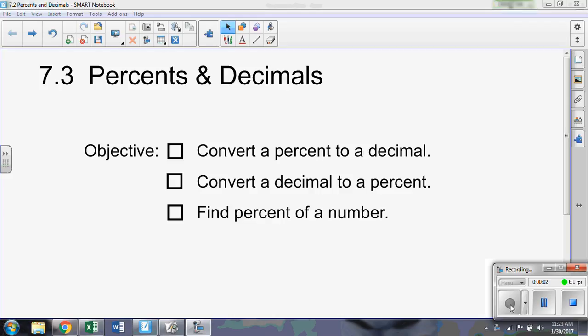Alright, with this video, we are going to work on some of the connections between percents and decimals. And of course, we'll look at simple things like converting back and forth between a percent and a decimal. But we'll also see how you can use decimals to calculate the percent of a number. Launching right into it.